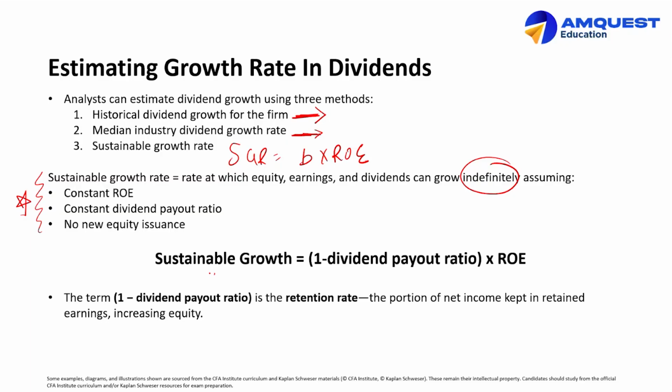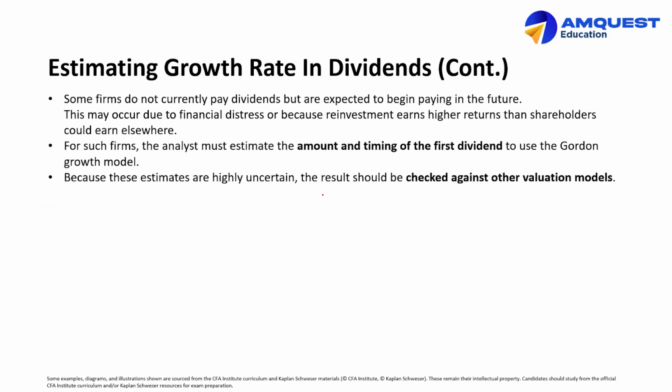Sustainable growth rate SGR is equal to 1 minus payout rate, which is the retention rate, multiplied by ROE. Retention rate is the portion of net income kept in retained earnings. So the amount the company is plowing back in order to make future investments. Some firms do not currently pay dividends, but are expected to begin paying in the future. So we also saw an example where a company is not going to pay dividend for 4 years, then D5 onwards, they'll make a payment.